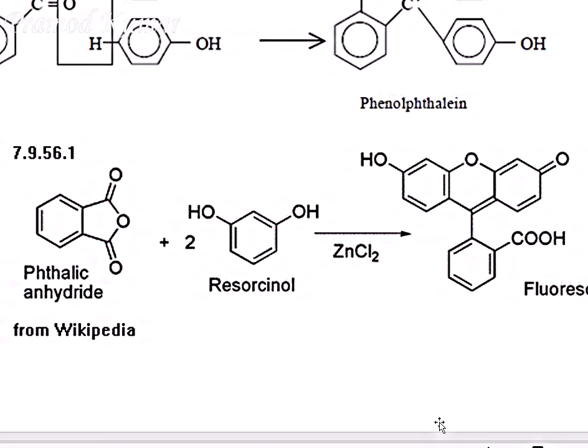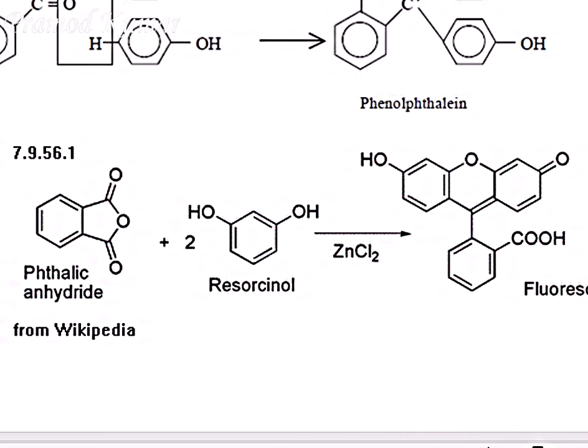Water is lost, you get phenolphthalein. So this is your phenolphthalein indicator. Similarly, when your resorcinol is treated with your phthalic acid, you get your fluorescein indicator. Both the sides, your two phenols will be linked together, and you get your fluorescein moiety. Okay, this is the reaction for the synthesis of your phenolphthalein and fluorescein indicator, which are used as an indicator in different types of titration.